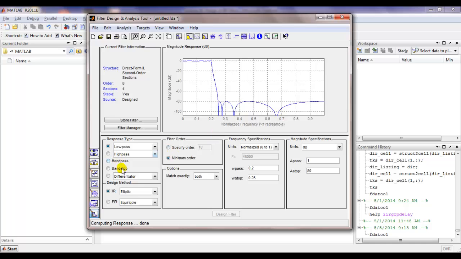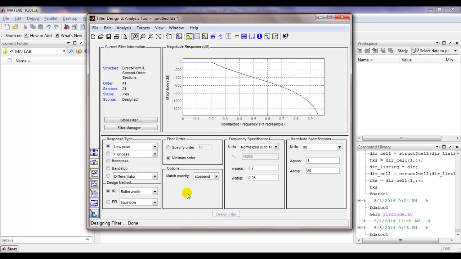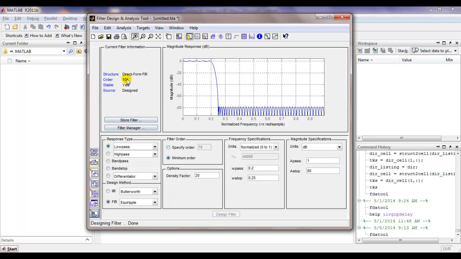Now, how does even the worst filter do? So this is the Butterworth filter, which had order 41, versus, let's say I want to go to FIR. And if I now design the same specifications, it costs me 101. It's a 101 order filter. It has 101 zeros. You need a lot more computations than the Butterworth filter.